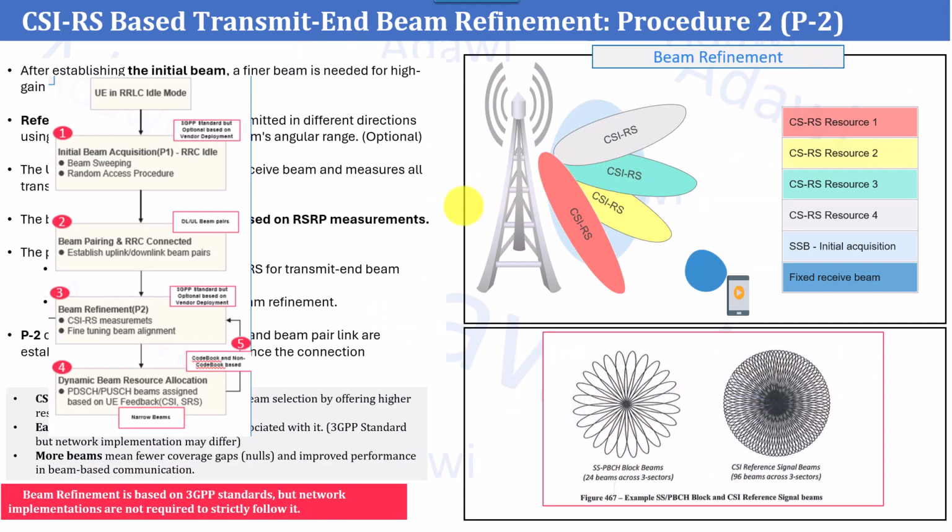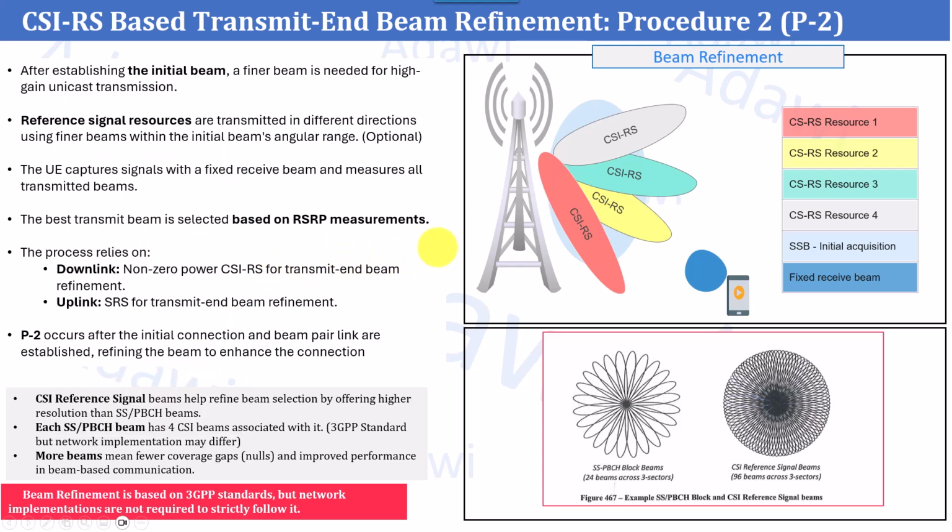The second part here is about beam refinement, the CSI-RS based transmit beam refinement, procedure 2, which was the second or third point in the very beginning, as we highlighted, called beam refinement P2. This usually happens after establishing the initial beam, which is the SSB initial acquisition.